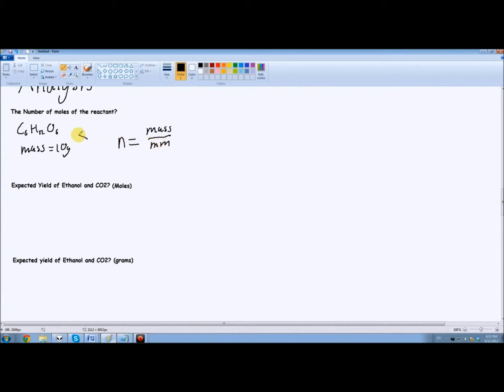And how do we do that? Well, we can do that using our chemical formula. So if we sub that in, n equals 10 over the molar mass, which for glucose is around 180 grams. Okay, that's its molar mass. So if we put that into the calculator, 10 divided by 180, the number of moles is around 0.056. That's the number of moles of glucose, because that's our reactant.